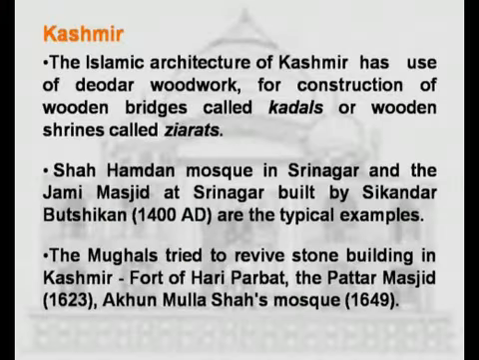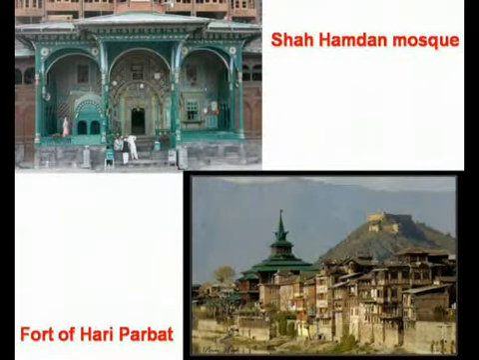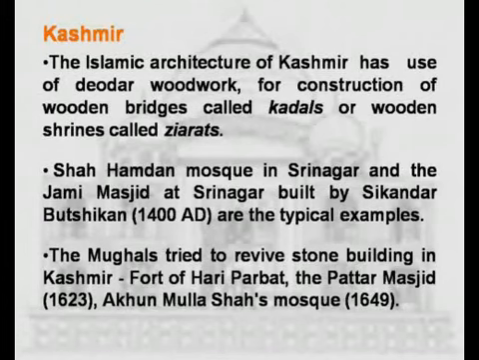Now let's go to the northmost part of India, that is Kashmir. The Islamic architecture of Kashmir is typified by use of woodwork. The log construction using deodar trees for the construction of wooden bridges or wooden shrines are best illustrations of wooden architecture of Kashmir. The mosque of Shah Hamdan in Srinagar and the Jami Masjid at Srinagar, built by Sikandar Butchi Khan, are the typical examples.